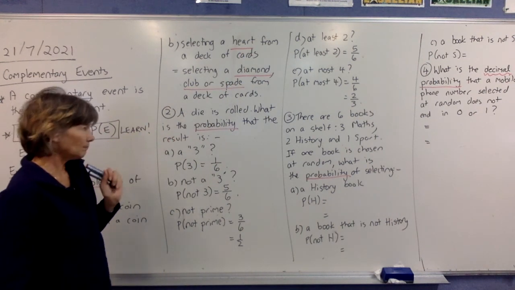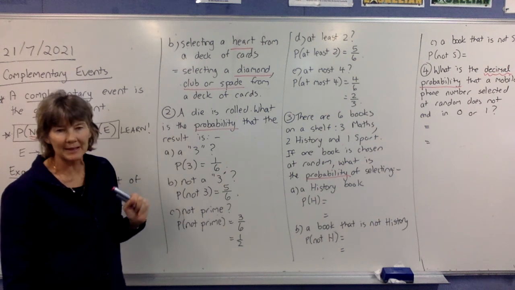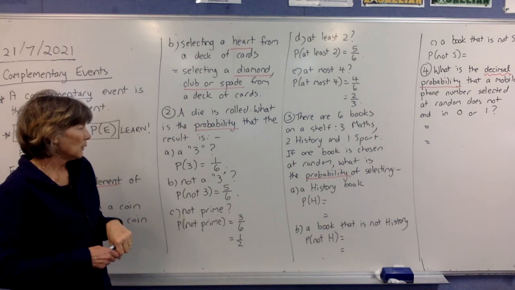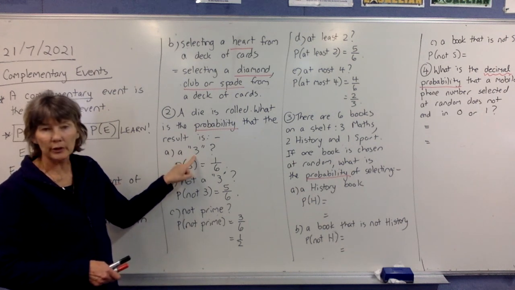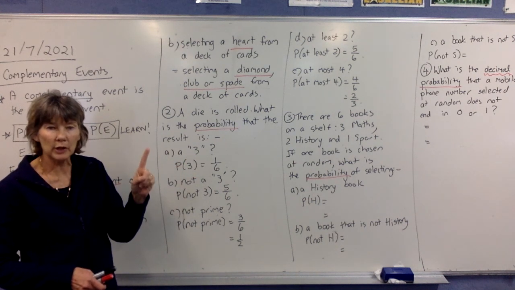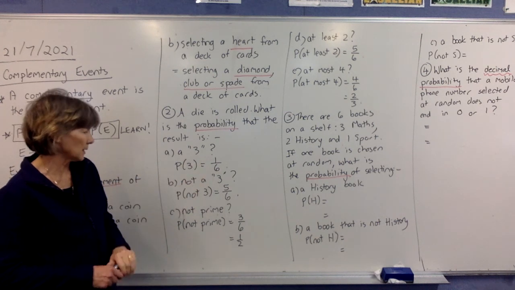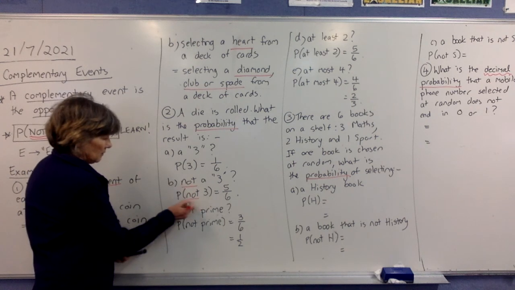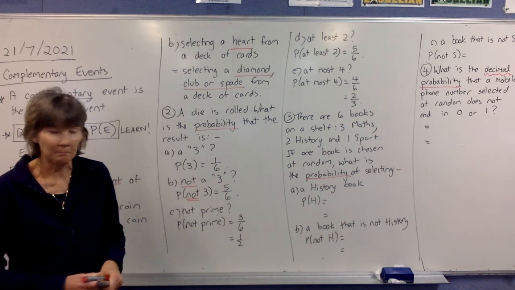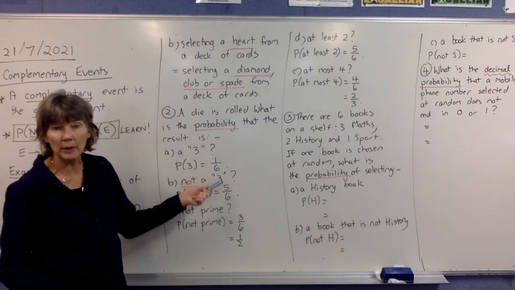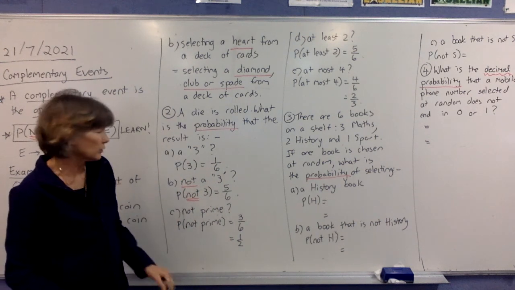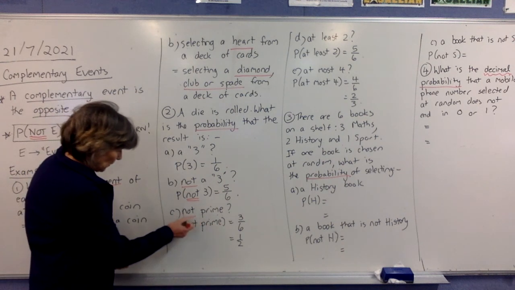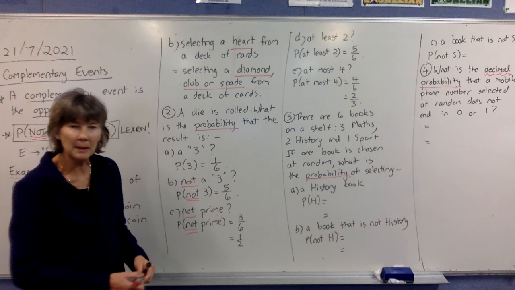All right, the next one. We're just looking at finding probabilities in this question. So a die is rolled. You've seen questions like this before. We want the probability that the result is a 3. Well, there's only 1 3 on a die out of 6 things, so it's 1/6. The probability of not getting a 3 is the rest of them. So the probability of getting a 3 is 1/6. Everything else is not a 3. That's 5/6.